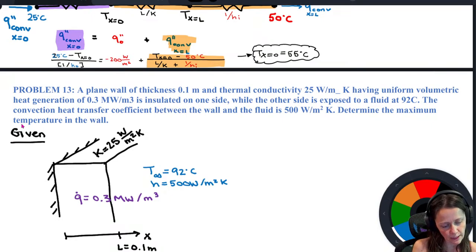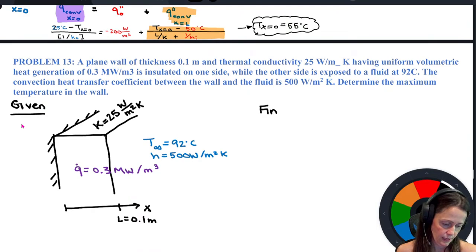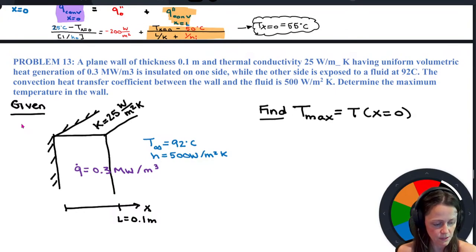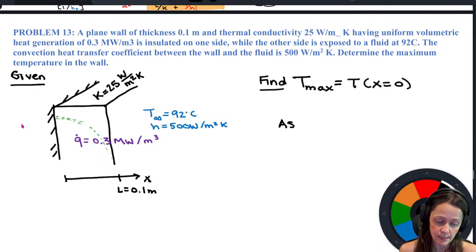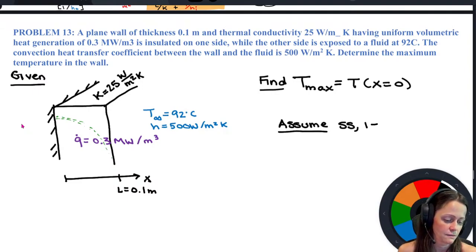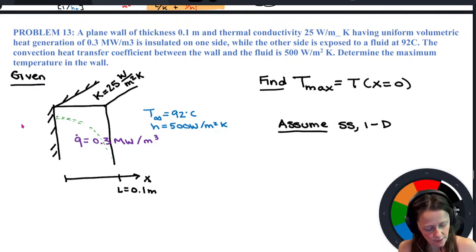All right, and so I'm supposed to find the maximum temperature in the wall. That's going to be at x equals 0. I want to again find T max, and that's going to be T at x equals 0. Because we've seen this kind of scenario before, and the temperature distribution is going to look like half a parabola. Just pretend that it does. I'm going to assume steady state and one-dimensional heat transfer, but I can't use the thermal resistance analogy, of course, because I have heat generation.